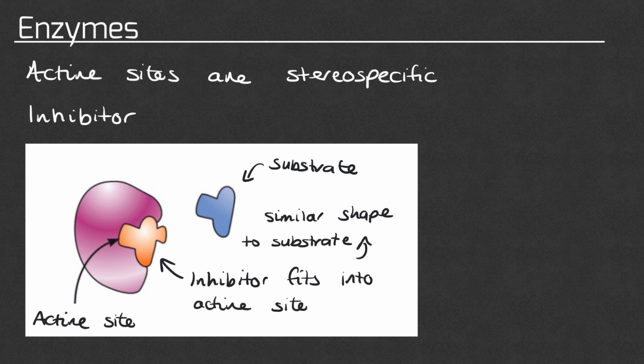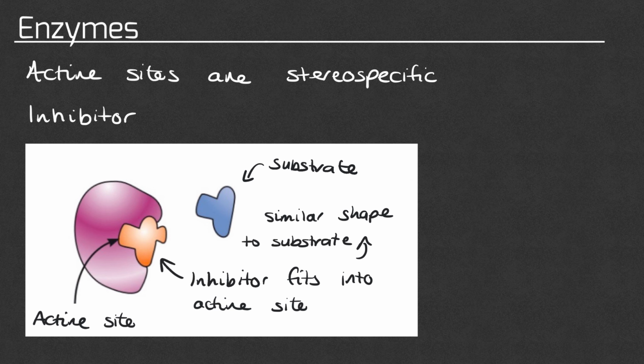This is how some drugs work. Some drugs are inhibitors that block the active site and stop it from working. For example, some antibiotics block the active site of an enzyme in bacteria, which makes their cell wall. This causes their cell wall to weaken over time, eventually causing the bacteria to burst.